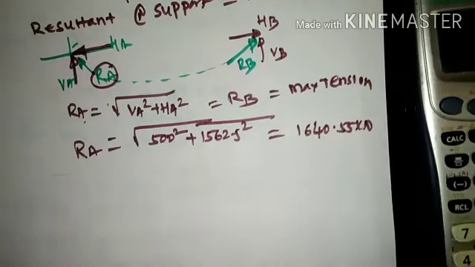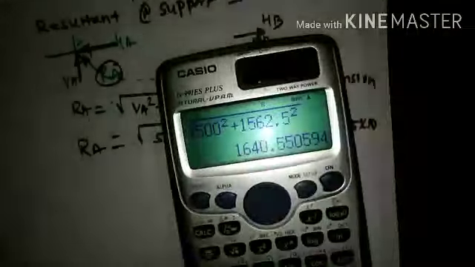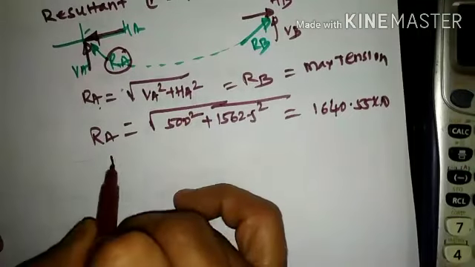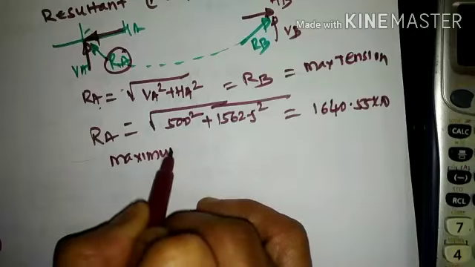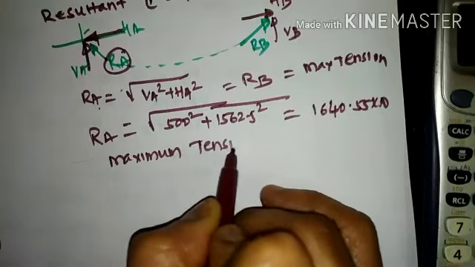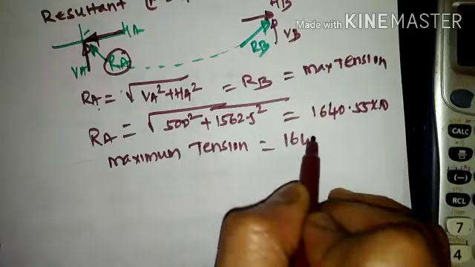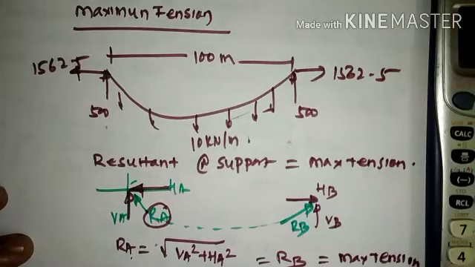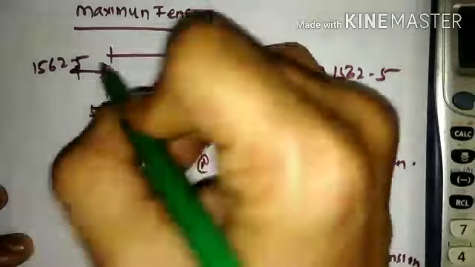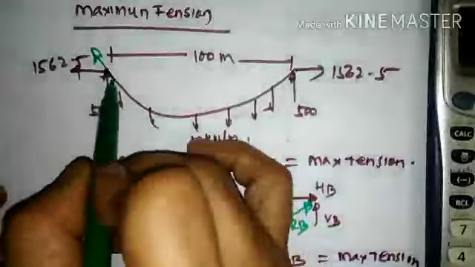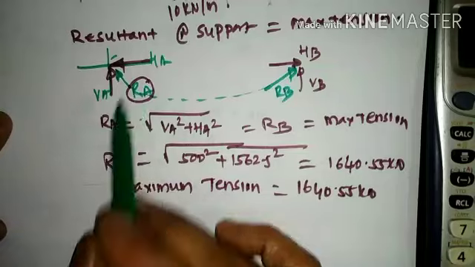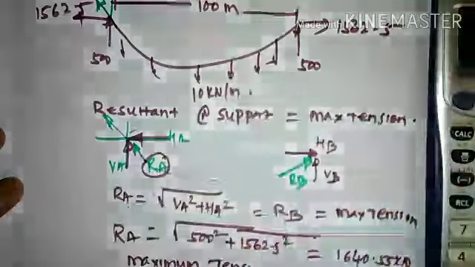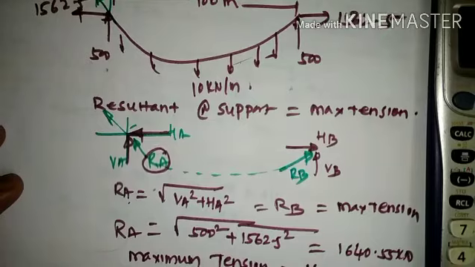1640.55 kilonewton. So these are nothing but the values related to the maximum tension. So maximum tension is 1640.55 kilonewton. If you observe here, these are nothing but the profile of the cable, and the same resultant force will be shown here in this fashion, placed in the second quadrant. Either you can have a force in the fourth quadrant, or else you can project the force in the second quadrant. Principle of transmissibility.